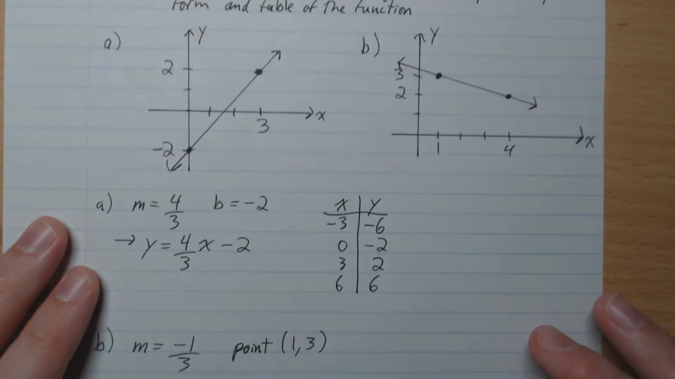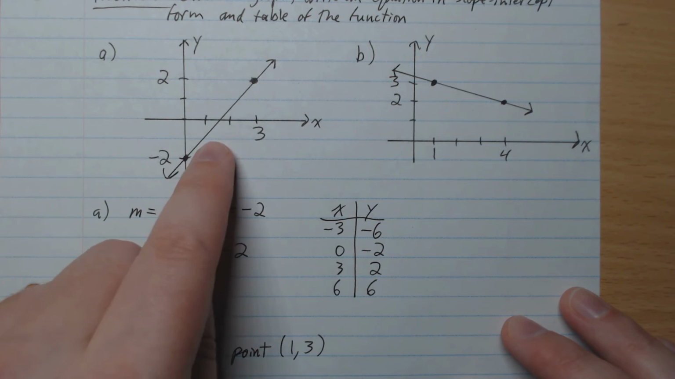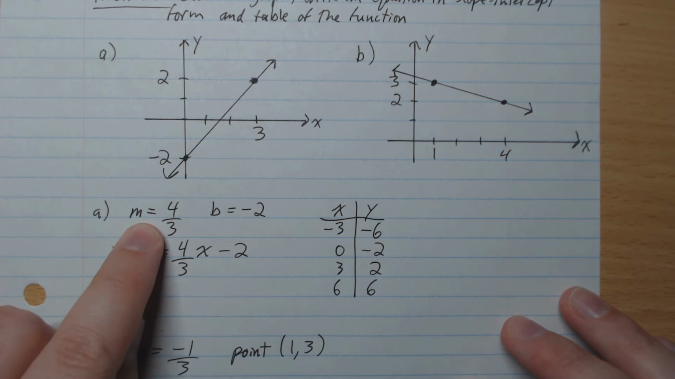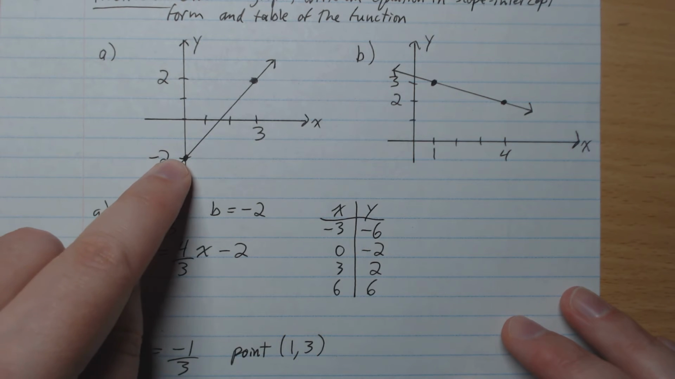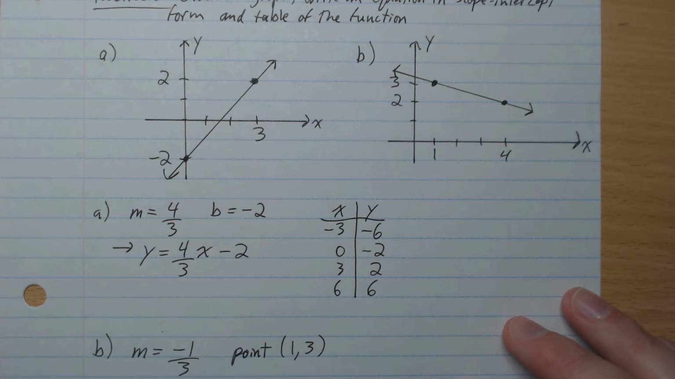Okay, we're back. From our first graph, we see that we're going over 3, up by 4. So that's our slope. We notice that the y-intercept here is -2. So here is the equation of our function, 4 over 3x minus 2.